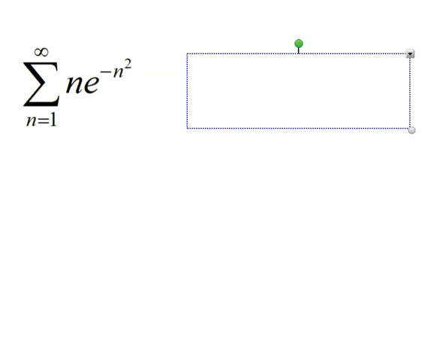And then this last one I have here is n times e to the negative n squared. I look at this and I see something that I can do the integral of. And so I would go for the integral test.